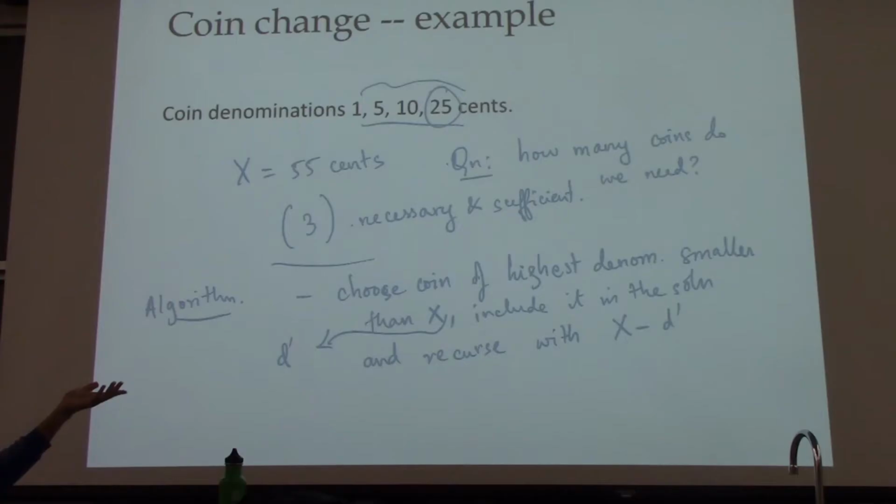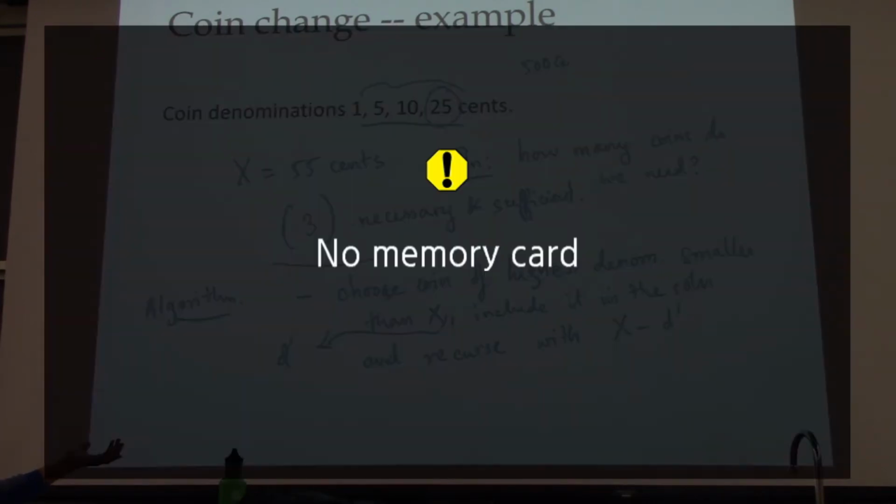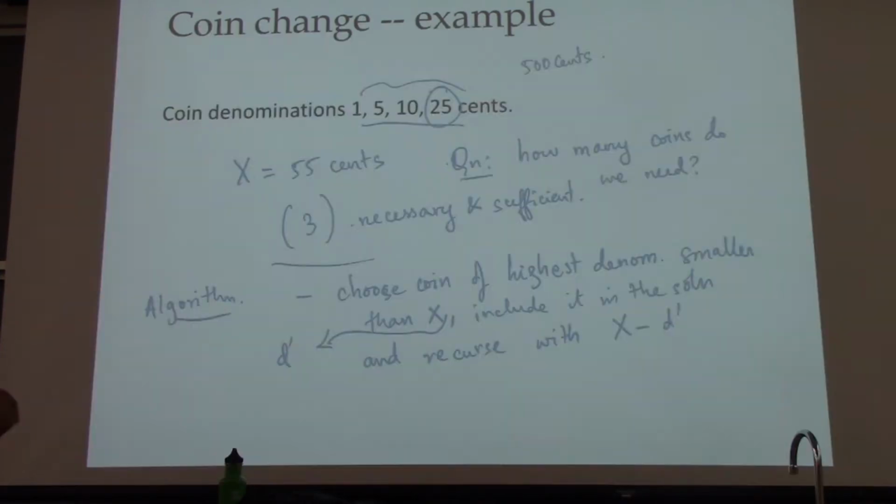And you want to make change for, I don't know, 500 cents. Then it's pointless to store a full array of size 500 and compute it for everything. So I guess you realize that this is actually kind of pointless. Okay, so any questions on why dynamic programming doesn't sound really right for this problem?